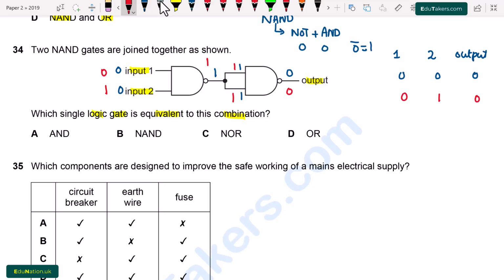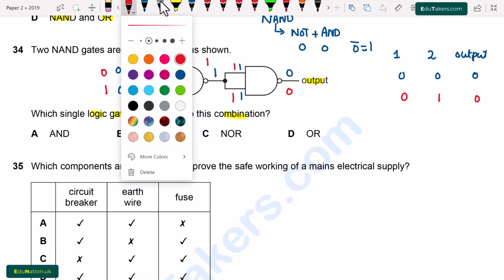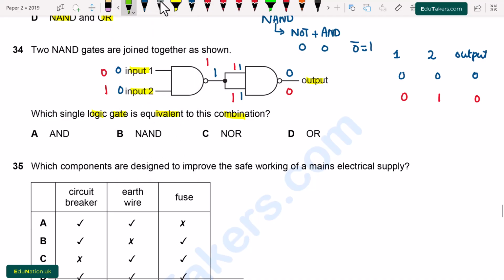The last combination is 1 and 1. Now I change the color here. The inputs are 1 and 1. When these inputs are joined by the NAND gate, here will be output 0. Now these 0 are the inputs of the next NAND gate. These change into 1. So there would be 1, 1 gives 1. So this truth table is basically for the AND gate. So only option A is correct.